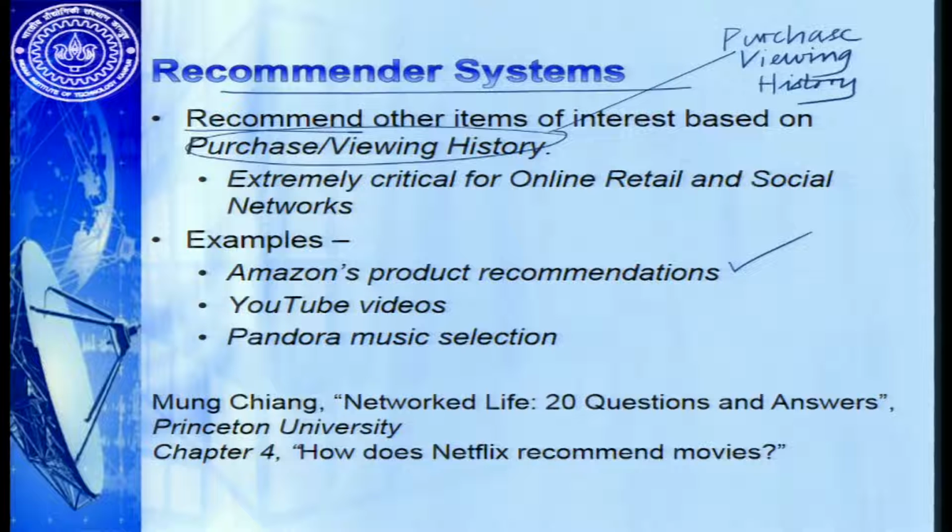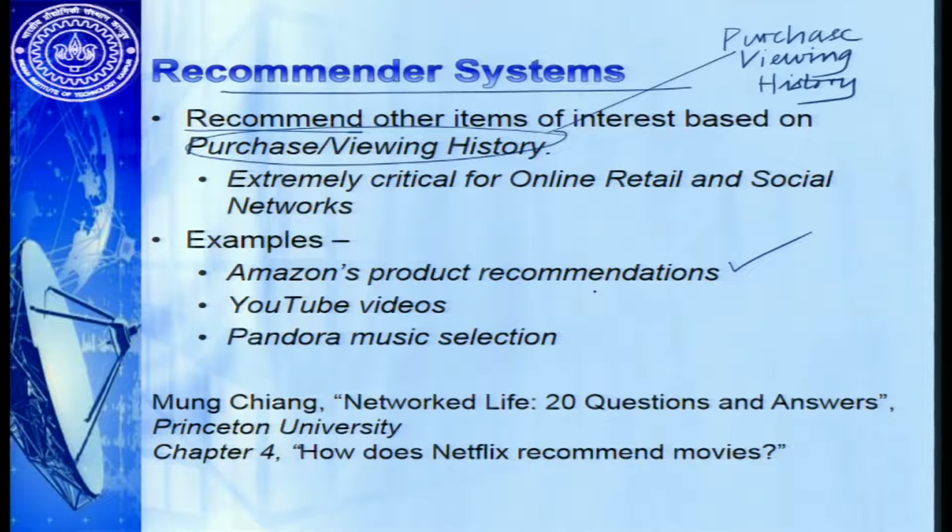Or YouTube videos. When you go to a video streaming site like YouTube, and you are watching a video, the website automatically comes up with a recommendation of other videos that you might find a lot of similarity with or that you will be highly interested in. And similarly, music websites, like Pandora, come up with a set of music albums or songs that would be of very high interest to you.